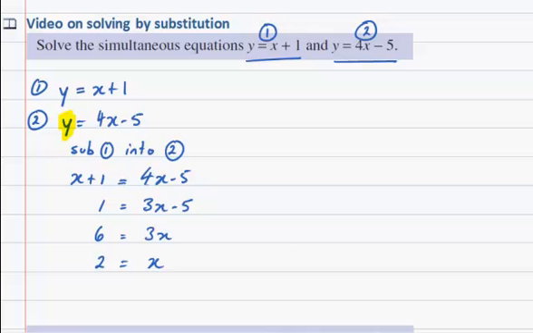Once I've worked out one of the variables, I can use that to find the second variable. So the next step is to substitute x equals 2 into one of my original equations. I'm going to put it into equation 1. Where I see x, I'm going to replace it with 2. So y equals 2 plus 1, so y equals 3. Okay, so my solution is x equals 2 and y equals 3.